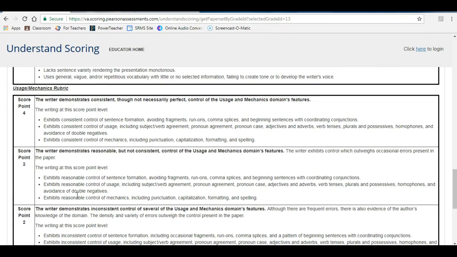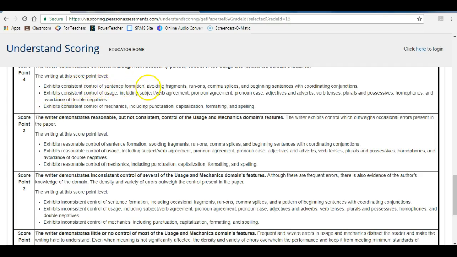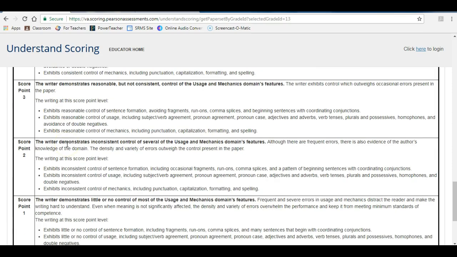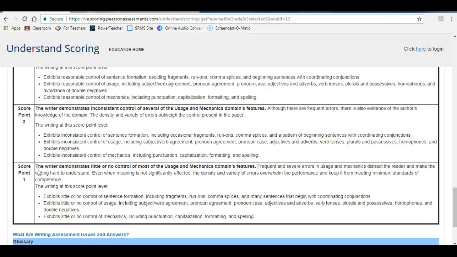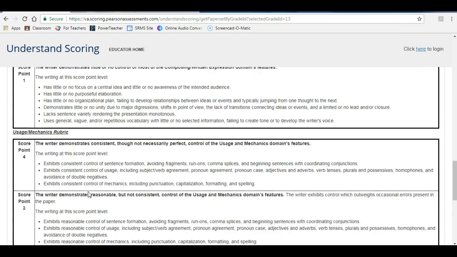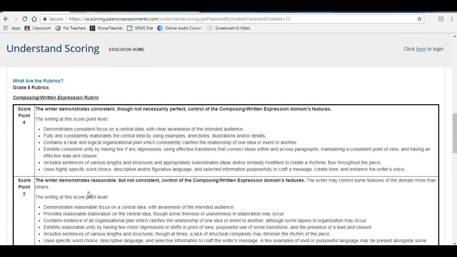For mechanics, a 4 is consistent control of sentence formation, no fragments, no run-ons, no comma splices, good spelling, punctuation, capitalization, very few mistakes. A 3 is about 75% reasonable, lack of mistakes. A 2 is basically like 50% mistakes, and if it's really short, the mistakes show up more prominently. And a 1 is too many mistakes to show control, so little or no control. Incomplete sentences, fragments, run-ons, bad spelling, punctuation, capitalization, all this. So everybody gets a 1, 2, 3, or 4 in each category.